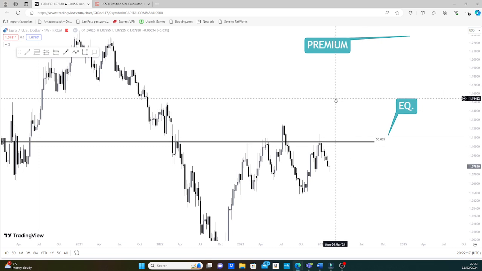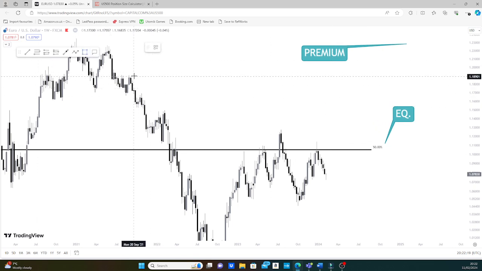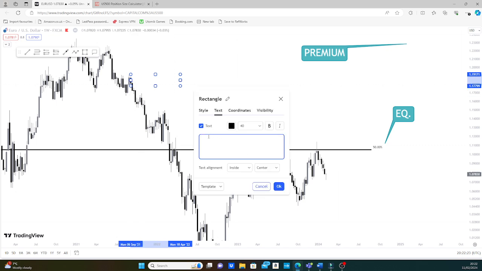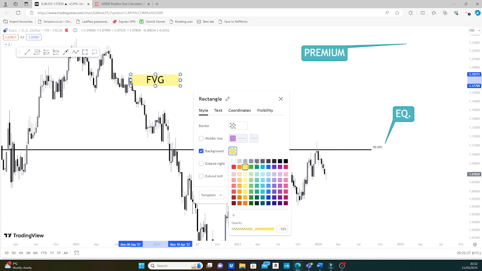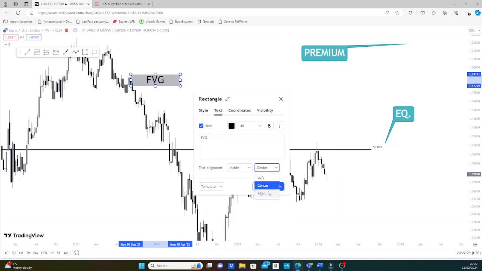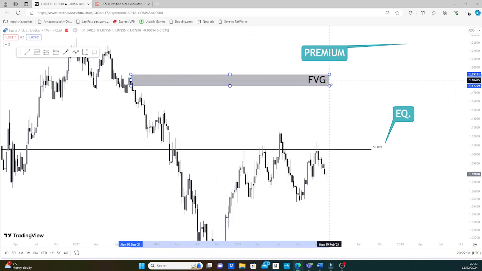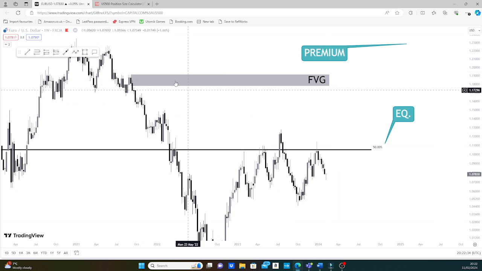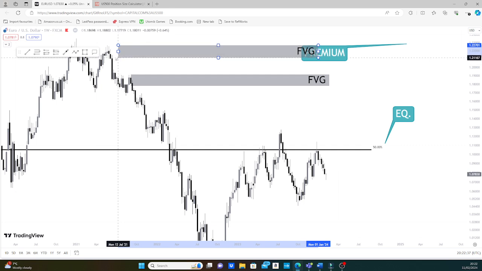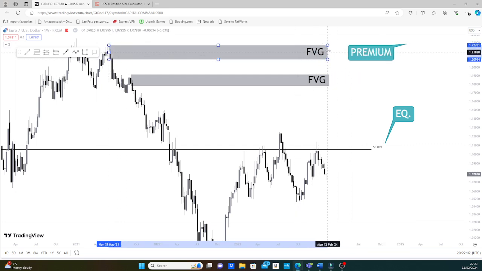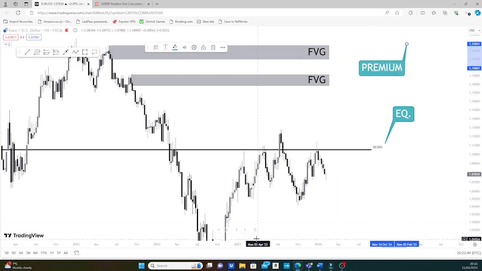Now, when we have a fair value gap here in this region, right? So we have a fair value gap over here, right? So this is our fair value gap over here. If I label that in gray, we have a fair value gap here, and we have a fair value gap just above us over here. So what makes these fair value gaps high probability, and the reason why we want to be targeting them, is because these fair value gaps are in the premium.